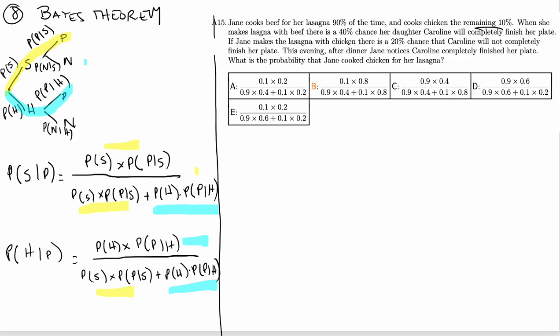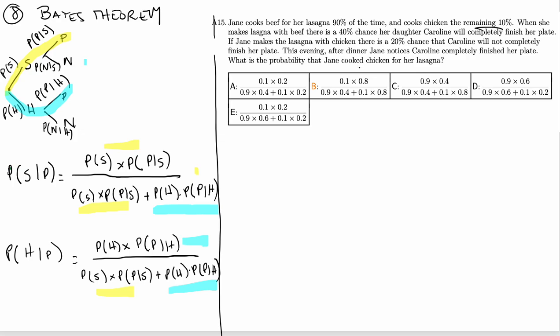And if Jane cooks with chicken, there's a 20% chance that Caroline will not finish her plate. This evening, after dinner, Jen noticed Caroline completely finished her plate. What is the probability that Jane cooked chicken for her lasagna?